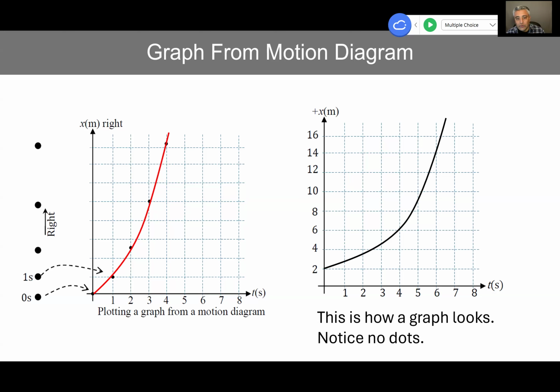Okay. So first worksheet I have already posted. So first worksheet is about graph and motion and graph.